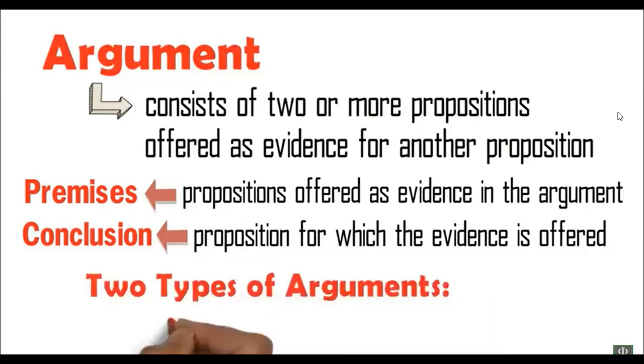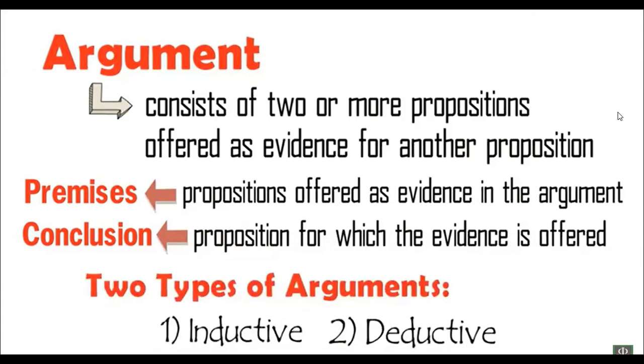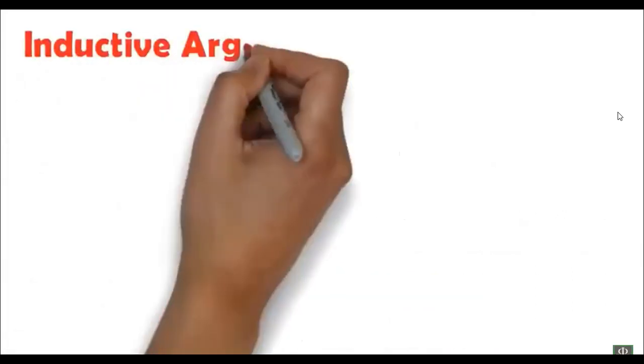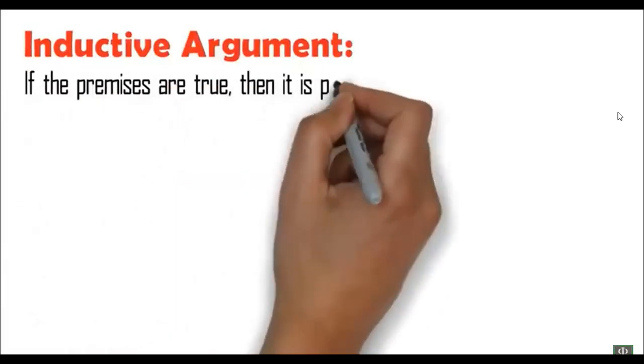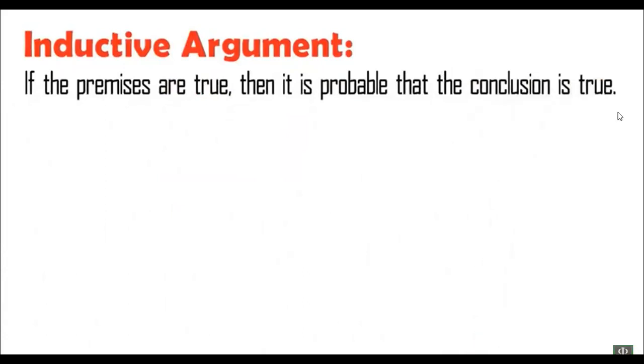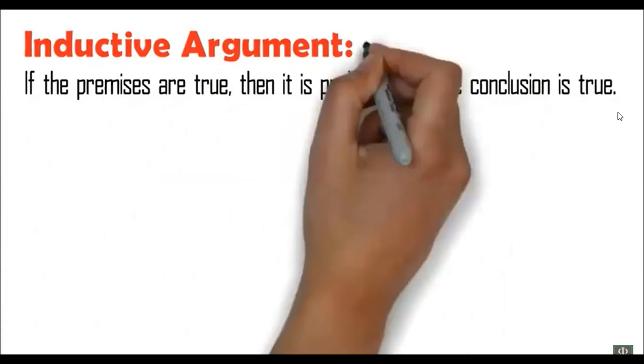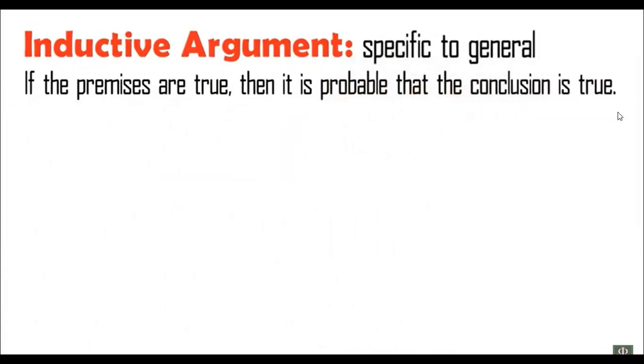Now, arguments can either be inductive or deductive. On the one hand, an inductive argument is one in which it is claimed that if the premises are true, then it is probable that the conclusion is true. Hence, even if all the premises are true, inductive argument or reasoning allows the conclusion to be false. It is also important to note that inductive arguments go from the specific or particular to the general. In other words, inductive arguments make broad generalizations from specific observations.